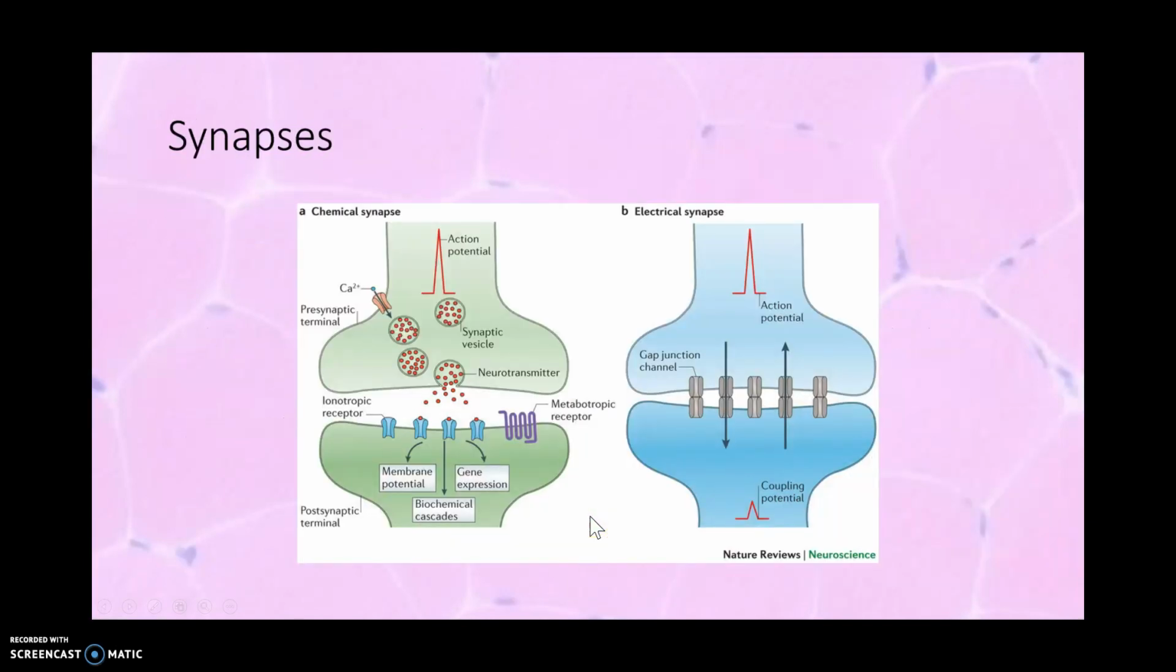Chemical synapses are over here, and this is what we're going to be talking about. This is what happens at our motor end plate. This is how our nervous system and our muscle cells communicate with each other. We use chemical synapses, not electrical synapses. Electrical synapses are not at the neuromuscular junction. Chemical synapses are.